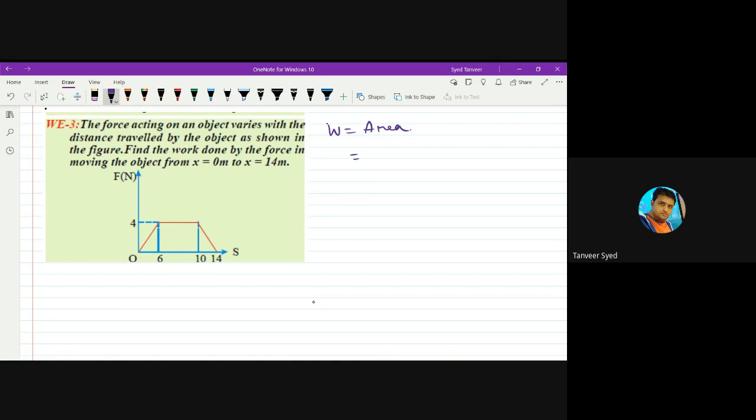If you apply the formula for a trapezium, it is half into (a plus b) into h. This is a, this is b. A is 10 minus 6, which is 4. B is 14. Height is 4. Half of 4 is 2, so 14 plus 4 is 18, and 18 into 2 is 36. 36 joule is the answer.